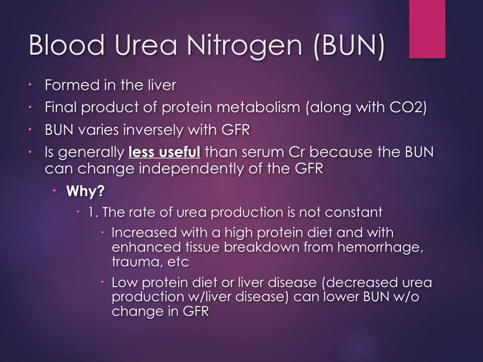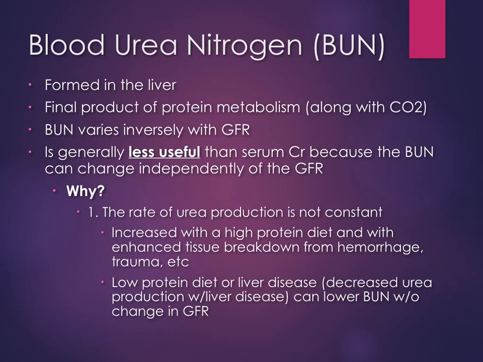Speaking of the kidney, let's move on now to the kidney functions. So we're going to start here with the blood urea nitrogen, otherwise known as the BUN. Now this is formed in the liver, and it's the final product of protein metabolism. The BUN varies inversely with the GFR. Typically, as the BUN goes up, the GFR goes down, and vice versa. However, this is not a true constant, and actually the BUN is less useful than a serum creatinine because the BUN can change independently of the GFR. Why? Well, the rate of urea production is not constant.